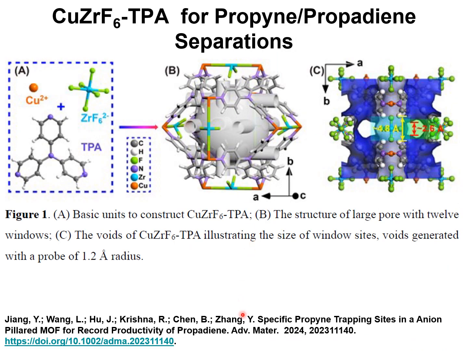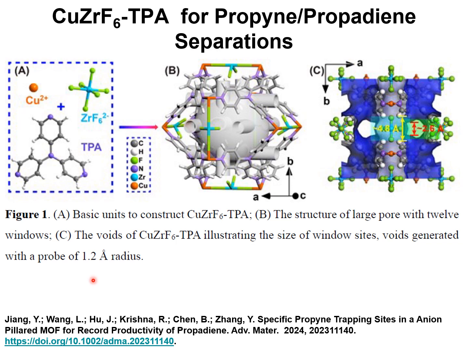A more recent development in advanced materials that is just available online describes the synthesis of an anion pillared MOF, copper, zirconium, hexafluoride, TPA, where TPA stands for tripyridine-4-ylamine.